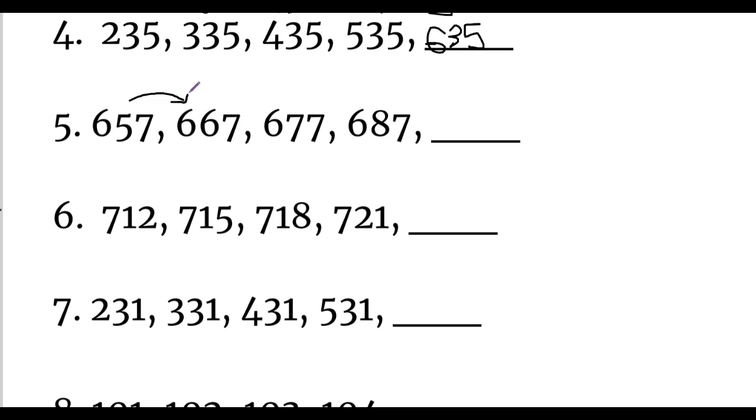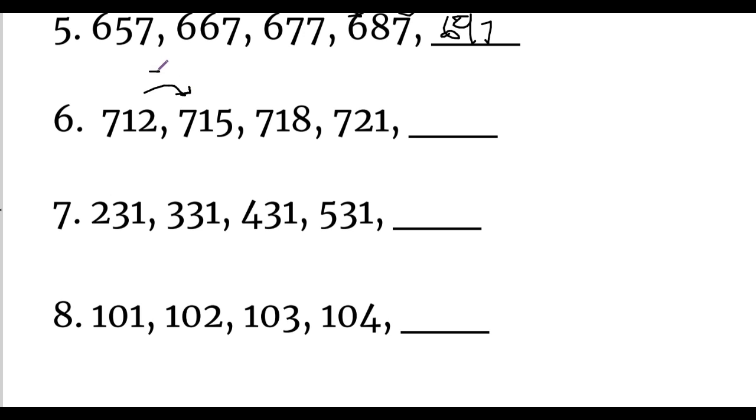657, to get to 667, you add 10. 670, to get to 677, you add 10. To get to 687, you add 10. That means from there, you add one more 10, and you get 697.